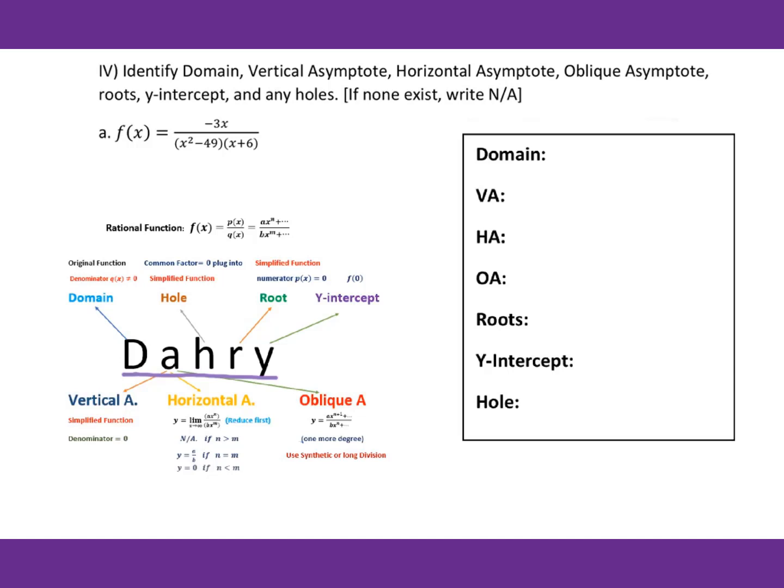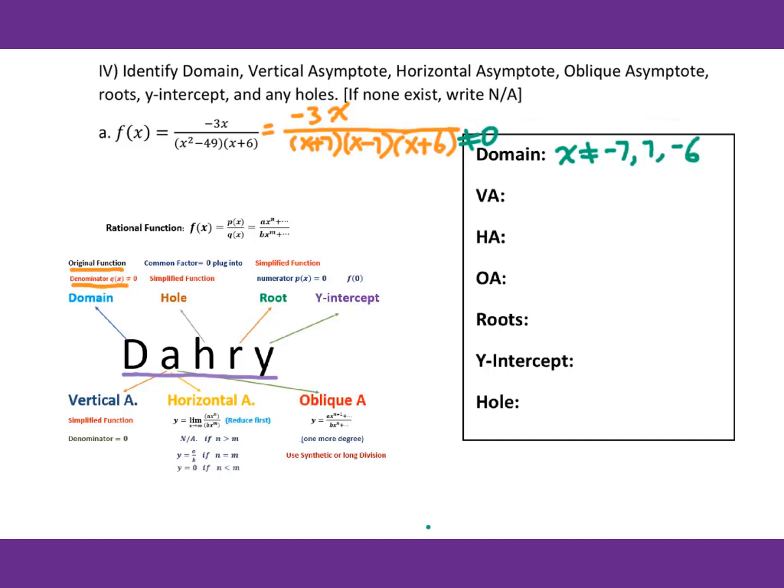For the domain, you need to make the original function's denominator not equal to 0. Before we go to the domain, you have to factor the rational function. X squared minus 49, that's x plus 7, x minus 7. Then x plus 6. We will make the denominator not equal to 0. That means this one not equal to 0. So we get x not equal to negative 7, 7, and negative 6.